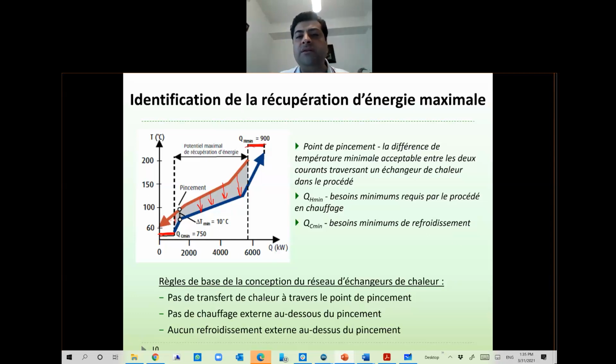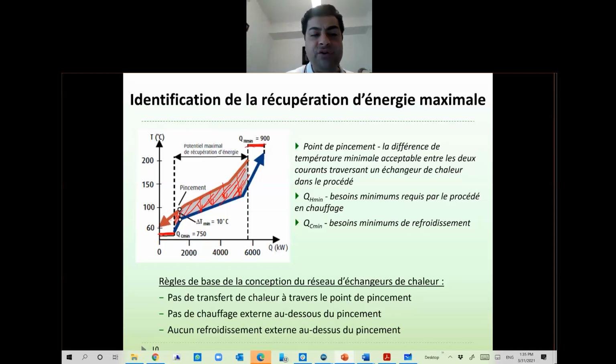But there are a lot of discussions here. If you pay attention to the curve carefully, I said this gray zone is the zone that you have to use for heat exchangers, because this is the zone where process cold streams and process hot streams are overlapping. So this is the zone where you have to design heat exchangers.